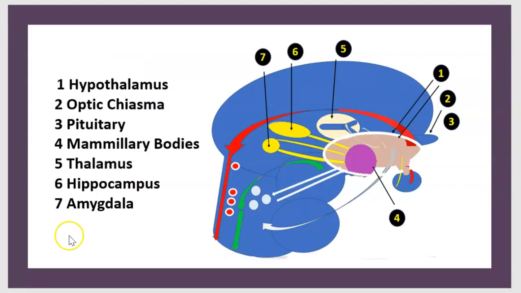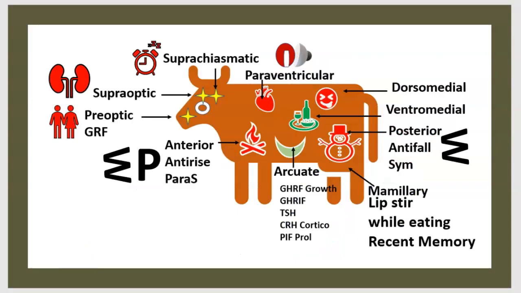We will be interested in first, hypothalamus, second, optic chiasma, third, pituitary, 4, mammillary body, 5, thalamus, 6, hippocampus, and 7, amygdala. This is a mapping to remember nuclei.